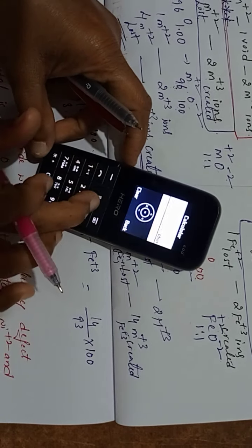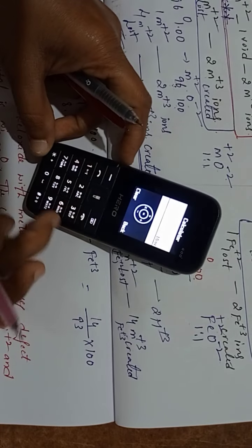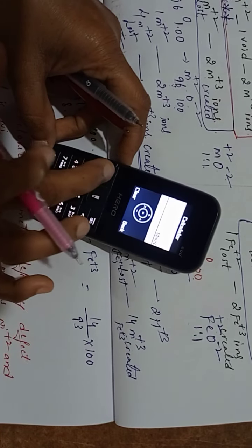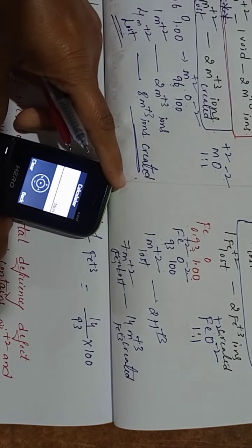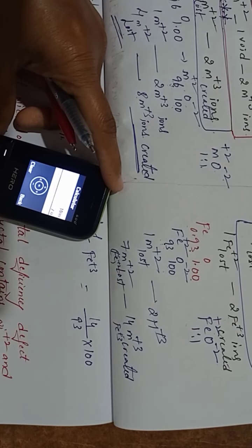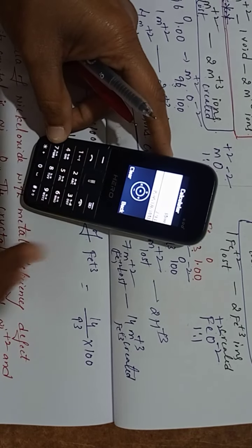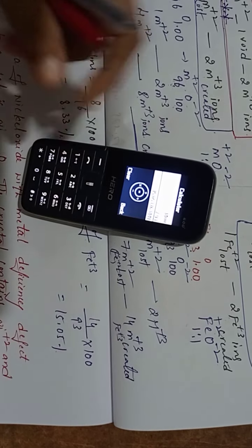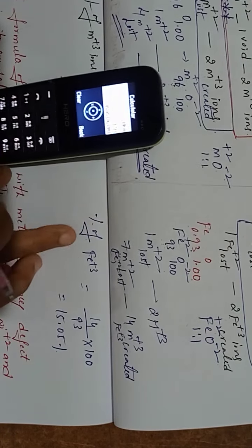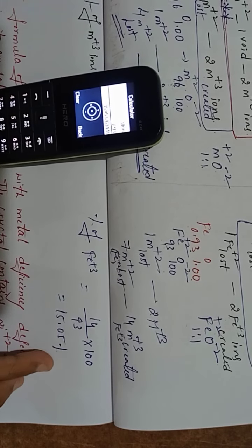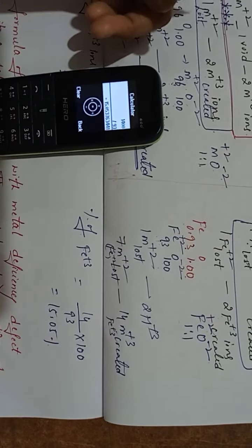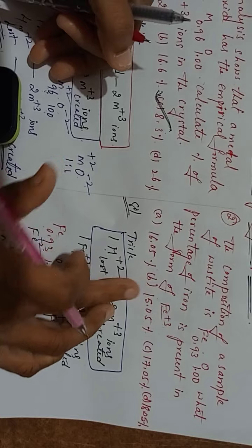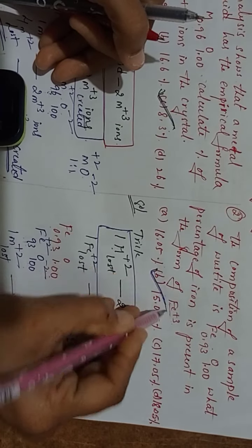1400 divided by 93. How much, students? 15.05 percentage. Clear this one? So the percentage of Fe+3 is 15.05 percentage. Here the question is Fe+3 only asked, so that's why answer is 15.05.